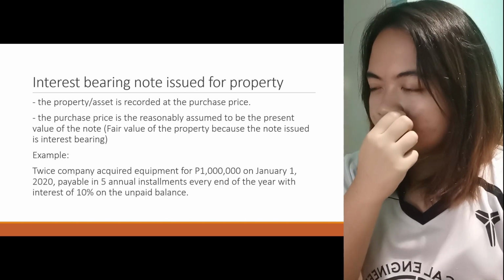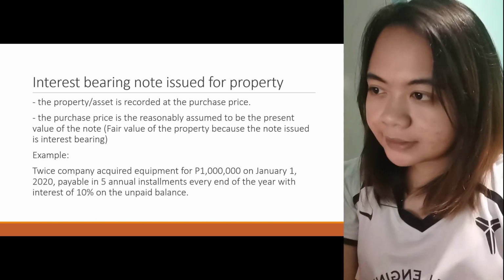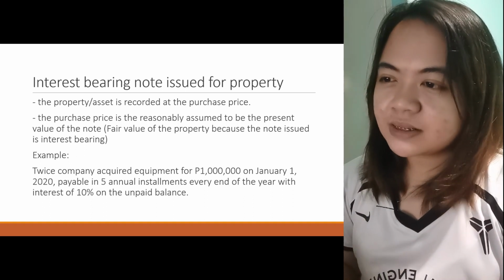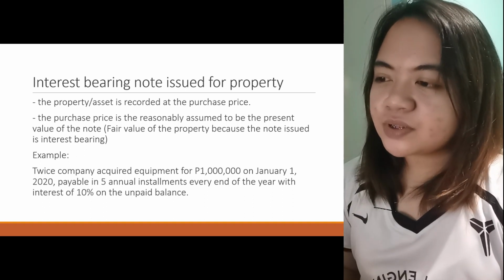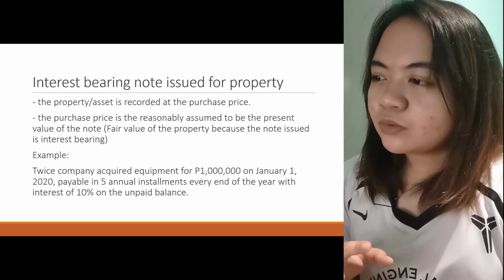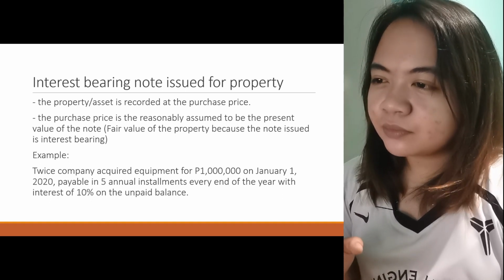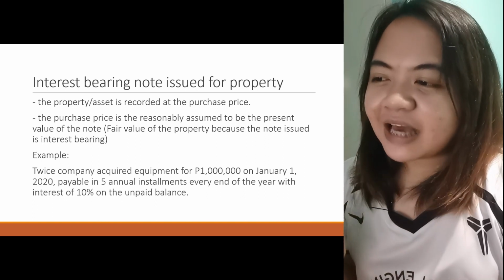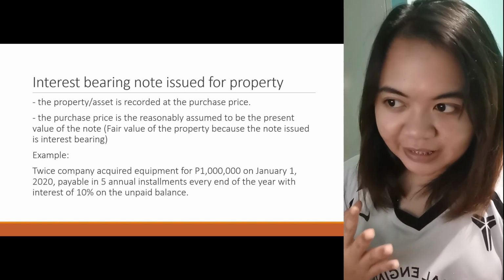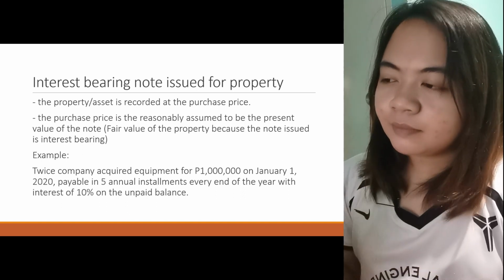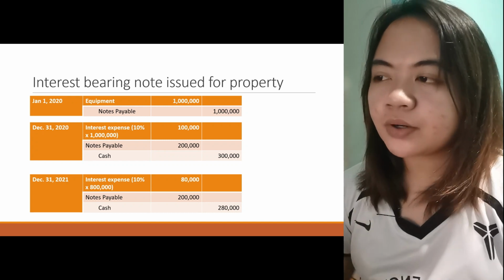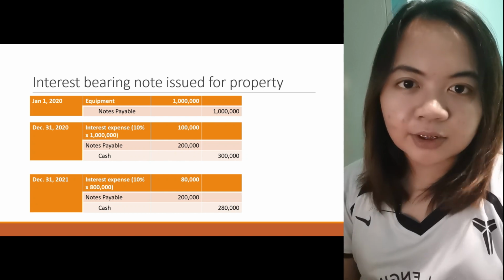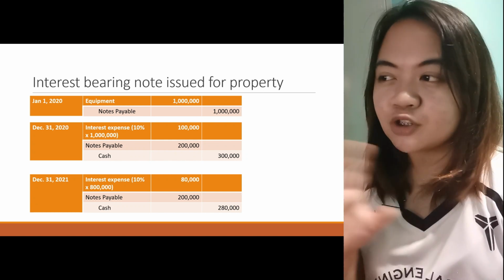Okay? So, example, Twice company acquired equipment for 1 million on January 1, 2020, payable in 5 annual installments every end of the year with interest of 10% on the unpaid balance. So, dito, binigay, sabi yung 1 million daw is 5 annual installments. So, the 1 million divided by 5, okay? Then, mag-i-interest siya ng 10%. So, how do we record it? So, we record debit equipment, 1 million. Credit notes payable, 1 million. Kasi buong utang naman, wala ka naman down payment on January 1.